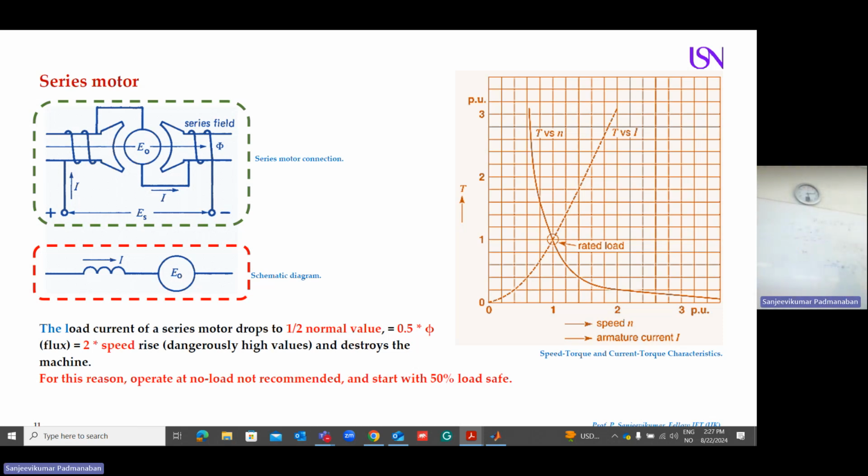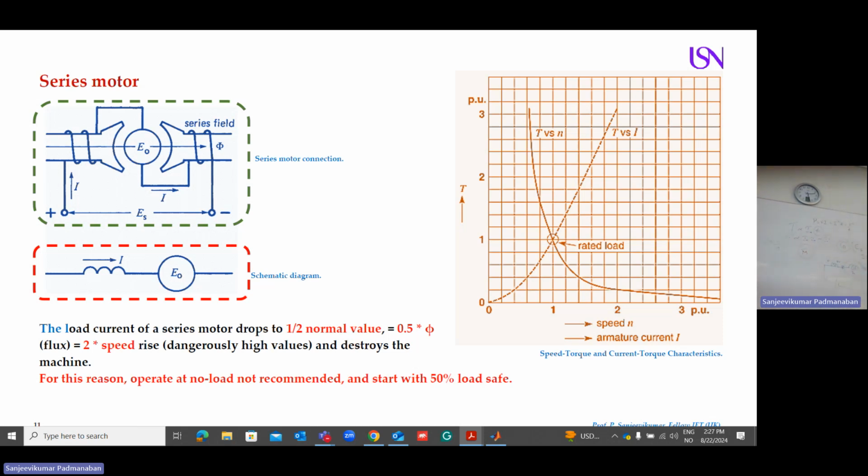So that's the reason. If you are not loading with 50% load, your armature gets a speed of 100%, twice the rated speed, and the armature will fly off. Is it clear to you? Because torque and speed are inversely proportional. You see the relationship: T is proportional to IA square, and they are inversely related. So that's why in the beginning, 50% load is required.